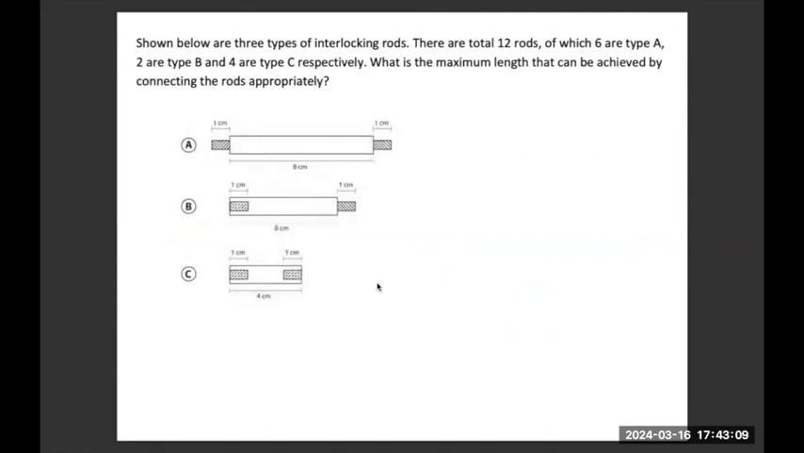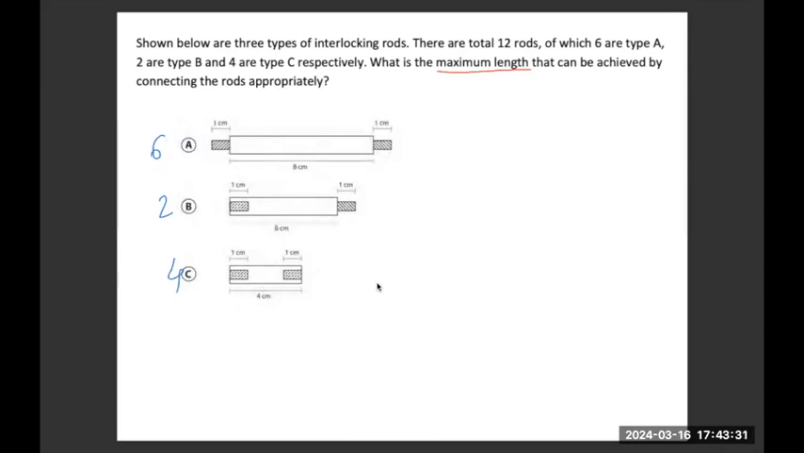The next one. You're given here 3 types of interlocking rods. This is an exercise in visualization. There are 12 rods given to you in total: 6 of type A, 2 of type B, and 4 of type C. What you have to find is the maximum length that can be achieved by connecting the rods appropriately.